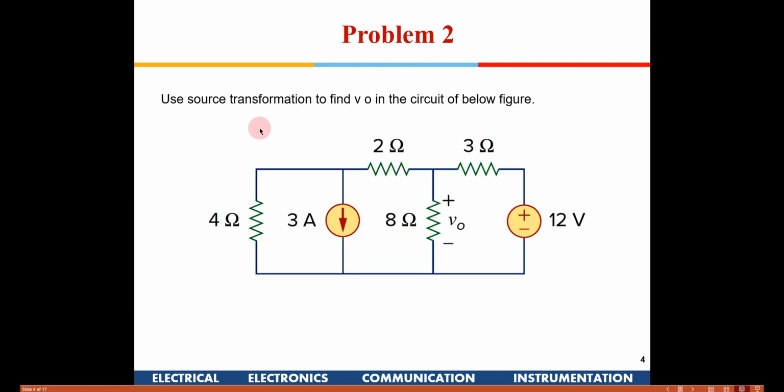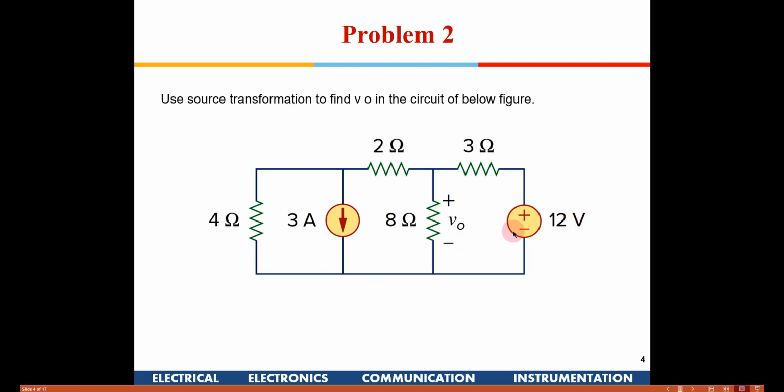In the second one, we need to find V0. V0 is the voltage across this 8 ohm resistance. The problem says use source transformation. So we have two sources. One is a current source, which is 3 amperes. Here the current is flowing down, and then you have a voltage source of 12 volt.